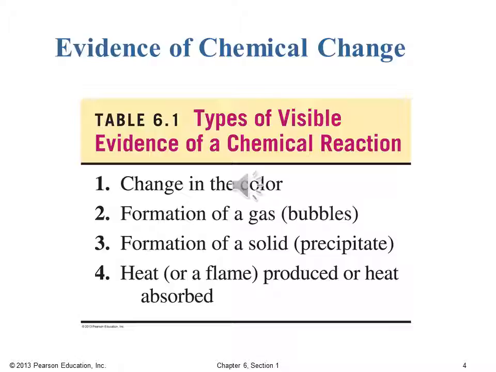And Table 6.1 here, types of visible evidence of a chemical reaction. Again, that change in color that we just talked about. If you heat up iodine crystals, they look very dark, and then you get a purple gas. That's just a physical change going from the iodine solid to the iodine gas. But because it's such a dramatic appearance in color change, sometimes people might mistake that for a color change because the really intense solid gets to a more dispersed gaseous, much more obviously purple, whereas the solid looks like a very dark purple or even a black.